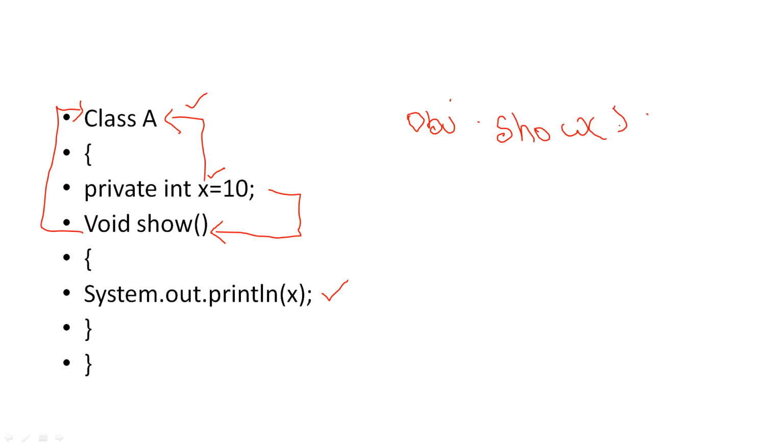In turn, what does show have? The show will have the x value. So direct accessibility is not possible for private members, but indirectly, other members of the same class, except the private ones, can be accessed through the object. I can use x here in show. Indirectly, by calling the show method, I can access the x value.